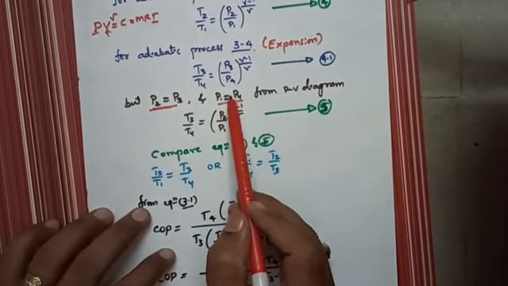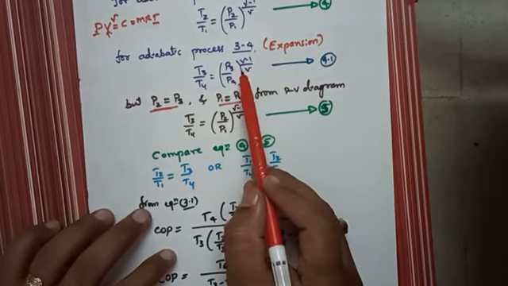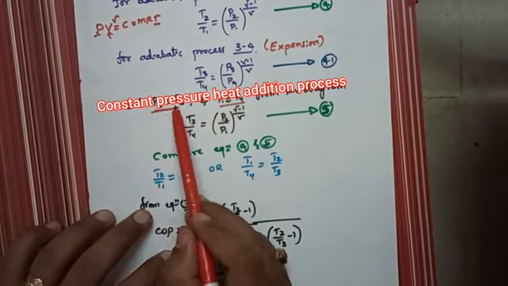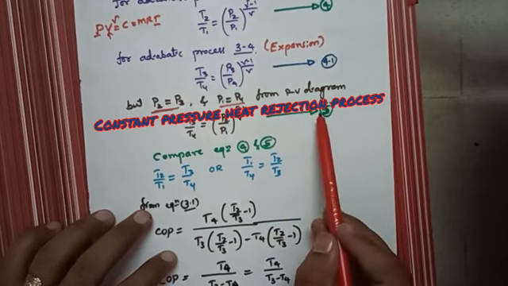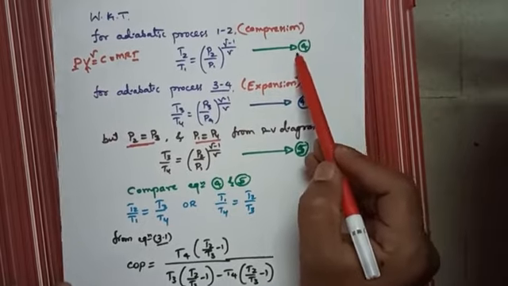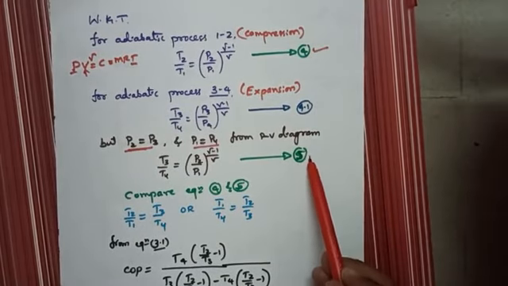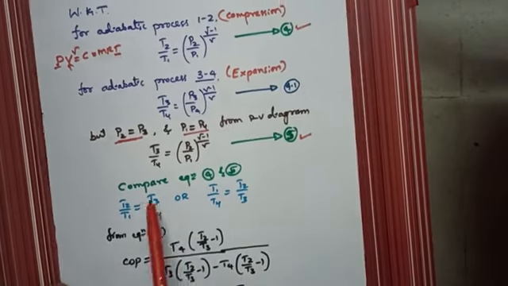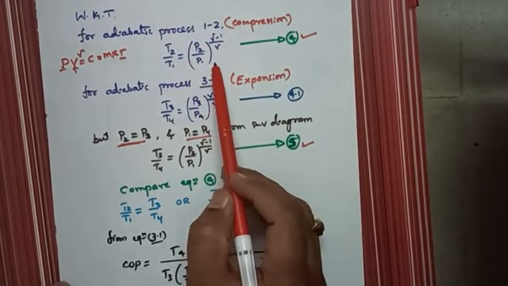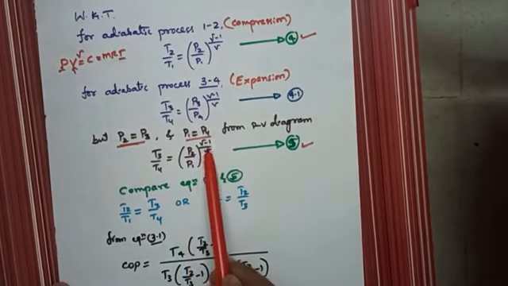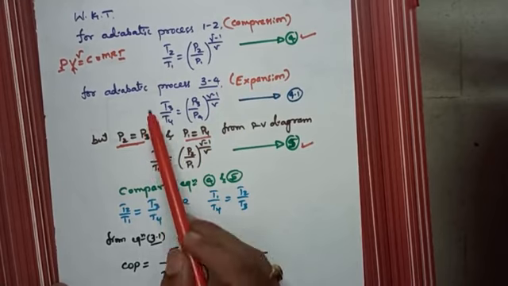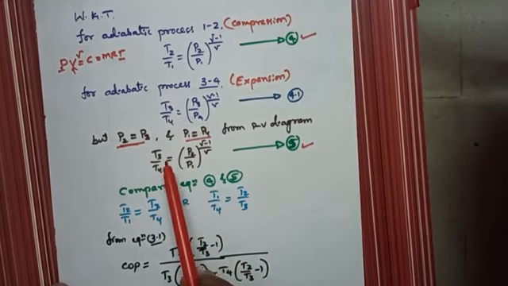So here these two conditions I will substitute in the above equation. I take T3 by T4 as it is. In place of P3 you substitute P2, in place of P4 you substitute P1. This is equation number 5. Compare equation 4 and 5. If you compare these two, on the right hand side it is (P2 by P1) to the power of gamma minus 1 by gamma, and in equation number 5, (P2 by P1) to the power of gamma minus 1 by gamma. Right hand sides are the same, so obviously the left hand sides will be equal. So T2 by T1 is equal to T3 by T4.